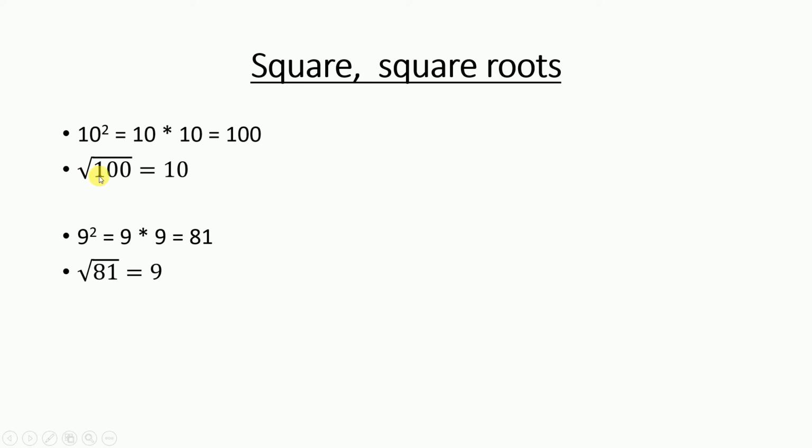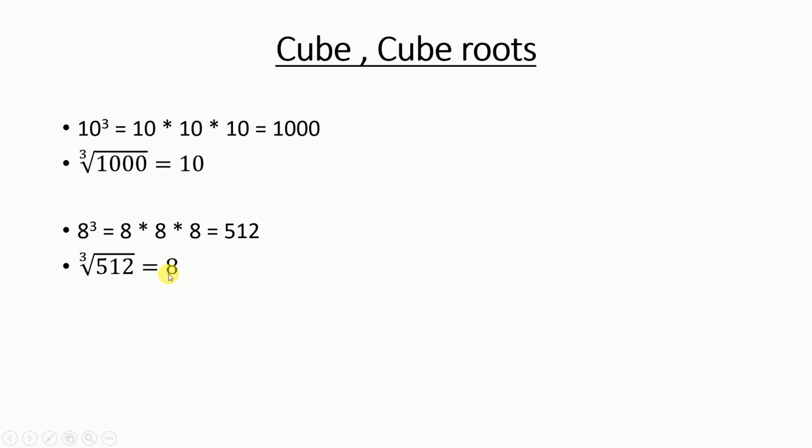And what is the square root of 100? Which number you have to multiply with itself to get 100? That is 10, correct? When you multiply 10 with itself, you get 100. So square root of 100 is 10. So squares and square roots are inverse operations. And 9 square is 9 into 9, that is 81. So square root of 81 is 9.